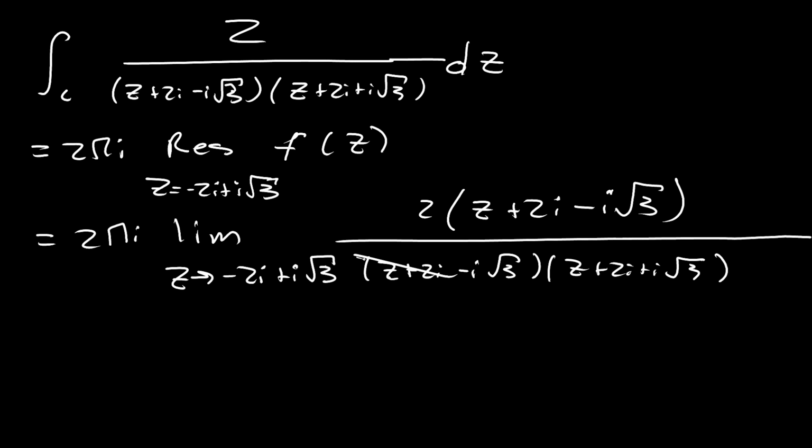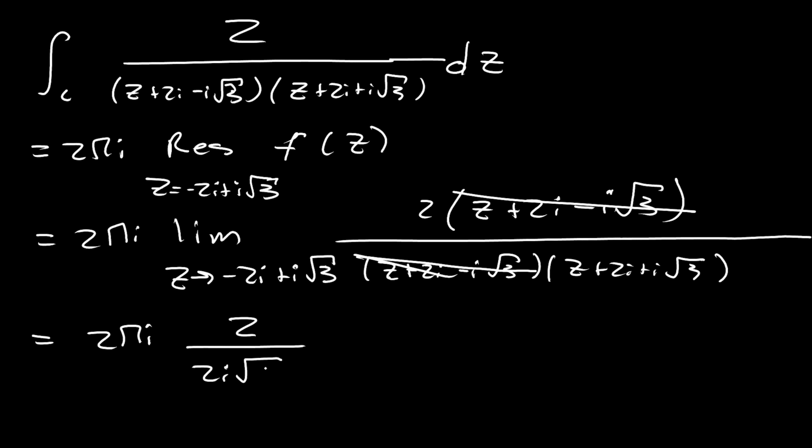These terms right here are going to cancel in the numerator and denominator. And so now we can actually evaluate this limit. So we're going to get a 2 on top, and then on the bottom, we're just going to take this and add it to that. So when we do that, we're going to get a 2 pi i times 2 divided by 2i root 3.